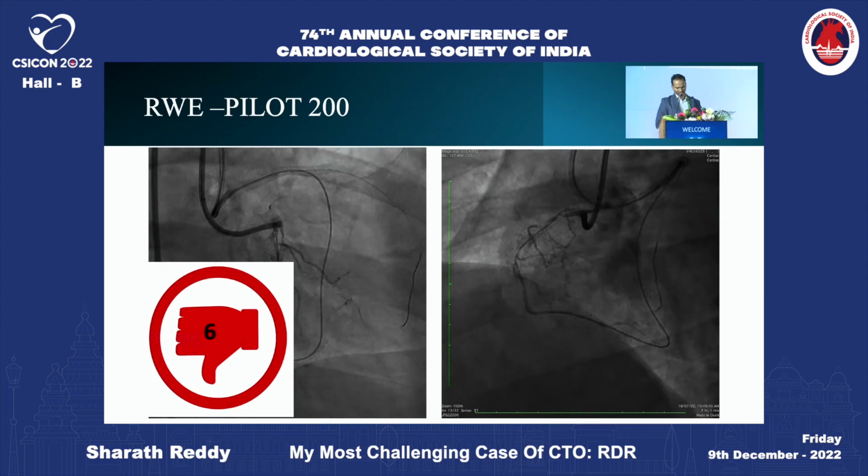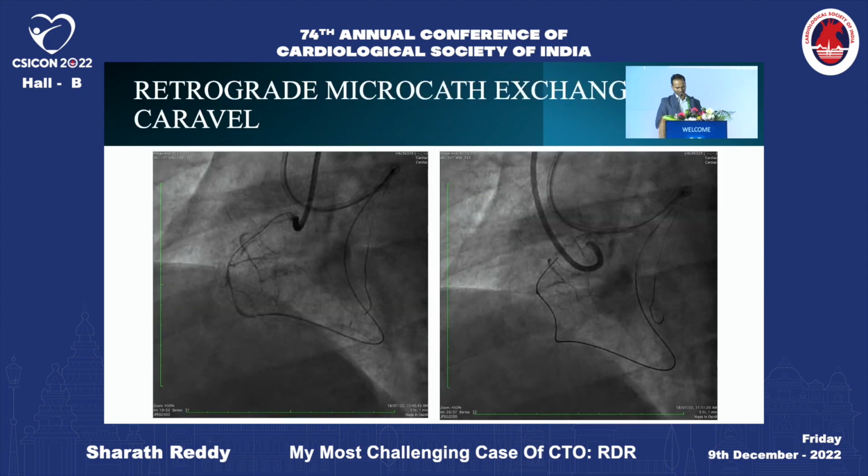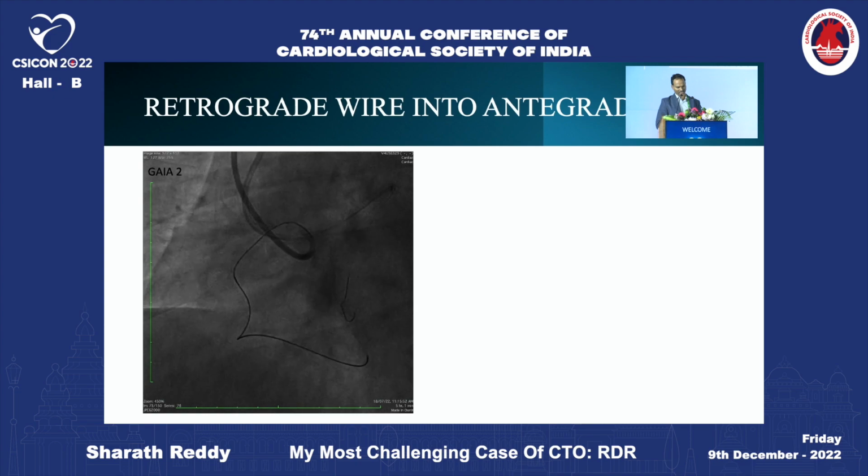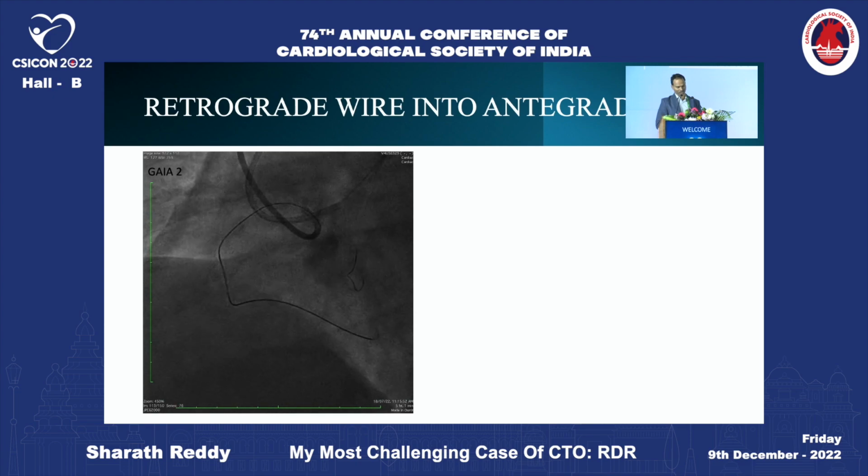So again, another failure. And then I had to exchange my retrograde Corsair to Caravelle, so that I can go across the loop and escalate the retrograde wire to Gaia series of wires and do subsequent things. So we shifted to Caravelle. Caravelle could easily go through the loop, and then I switched to Gaia 2 wire, and now you can see this. By then my antegrade access is gone, and I was not able to deliver a wire into RCA antegradely.